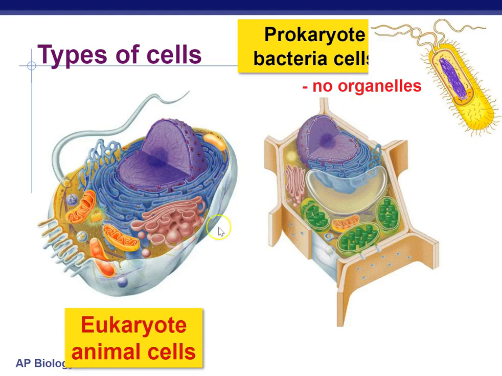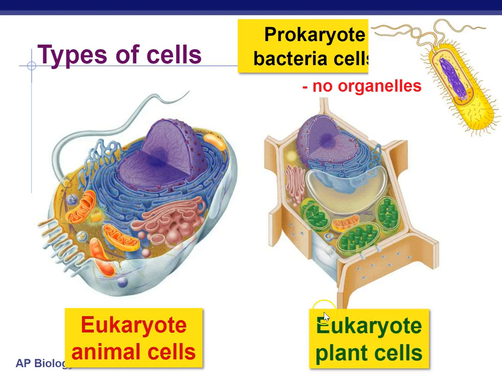Now for eukaryotic cells, we have eukaryote animal cells, and we also have eukaryotic plant cells. Now as you can see, the eukaryotic plant cells are more box-like in structure, and this is because they have a cell wall that we will discuss later. And our eukaryotic animal cells are going to be a little bit more globular in structure. They don't have as much of a rigid structure as a plant cell does. And this is because most of them lack a cell wall.